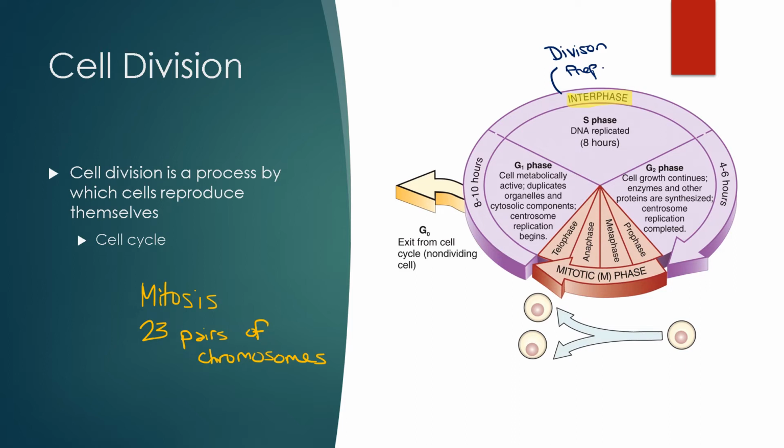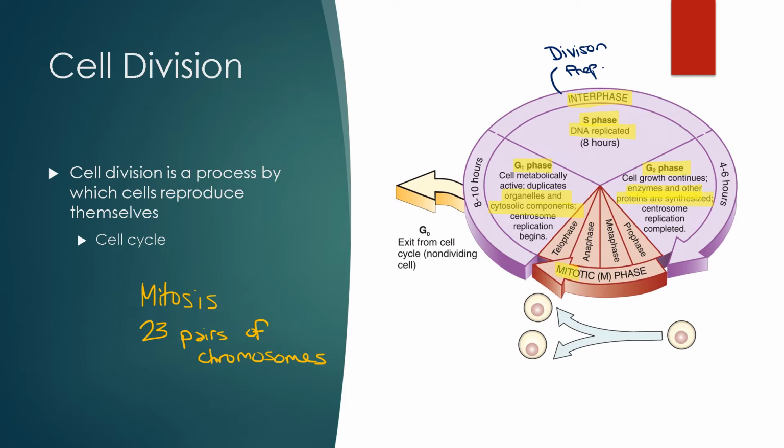So interphase is divided into 3 different phases. This would be the G1 phase, the S phase, and the G2 phase. Pretty much G1 phase is where the organelles and cytosolic components are duplicated. G2 phase, this is where the enzymes and other proteins are going to be synthesized. And then our S phase is going to be our major phase where DNA is all replicated.